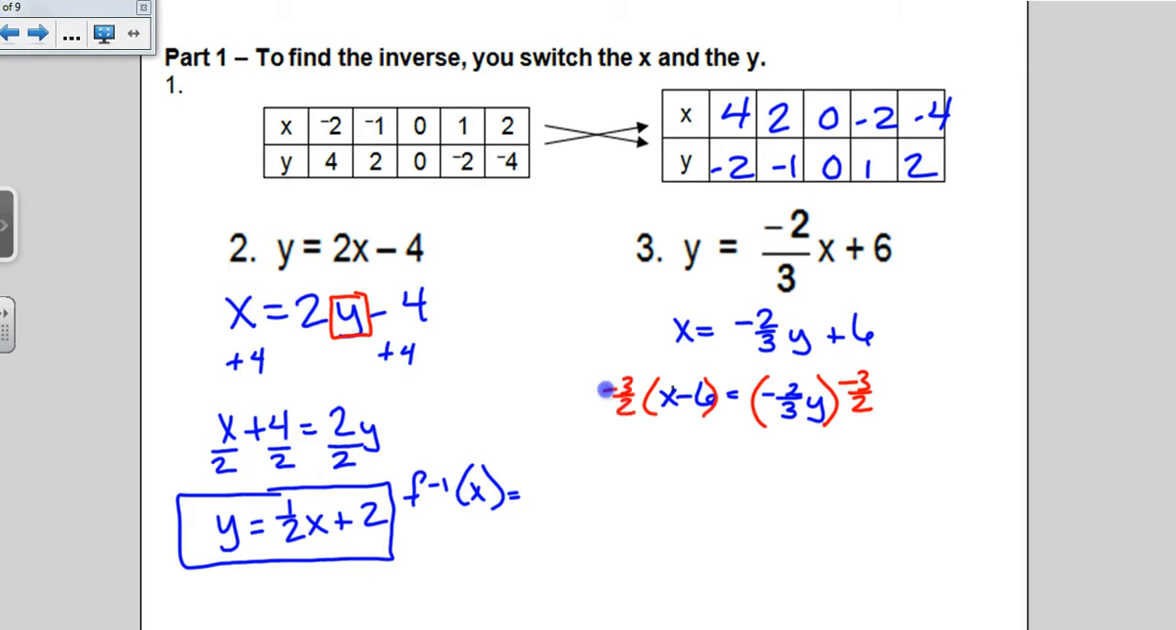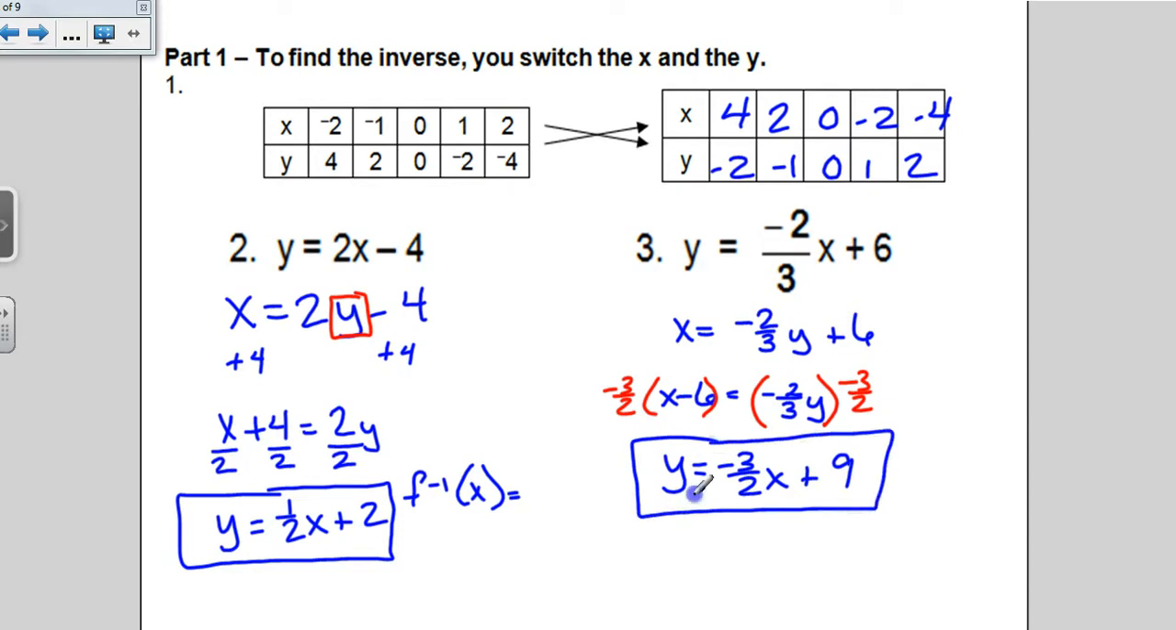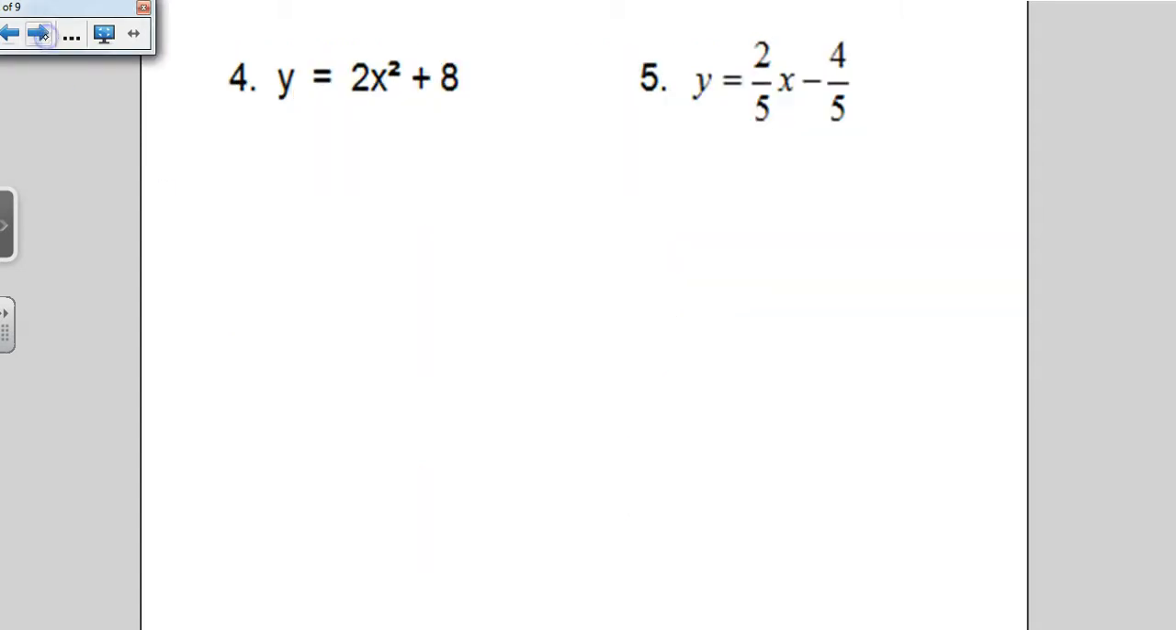And I notice I put parentheses around the x minus 6 so I don't forget to multiply everybody. I'm going to flip this function around and write y equals on the left-hand side. Now if I go ahead and distribute the -3/2, we get -3/2 x plus a 9. And there's your inverse function. Again, instead of y, they could have said f to the -1 of x equals. So just notice that notation does mean the same thing.